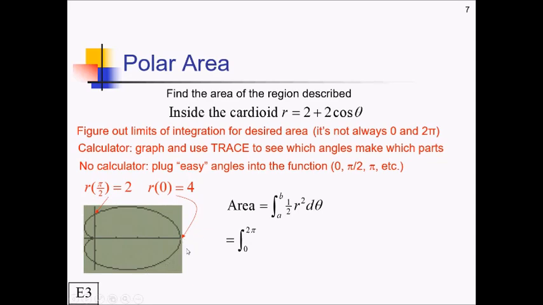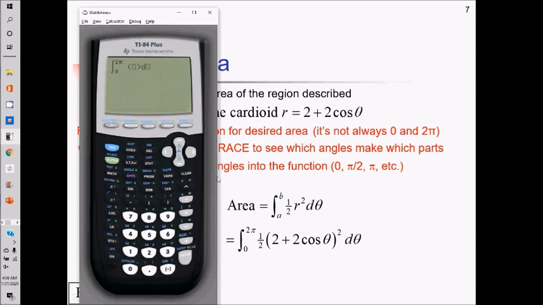So once we've done that, we just have to put the 1/2 and the r squared in there, like so. So 1/2 times all that stuff up there squared. Don't forget your d theta. And now this is a calculator problem for this one anyway.